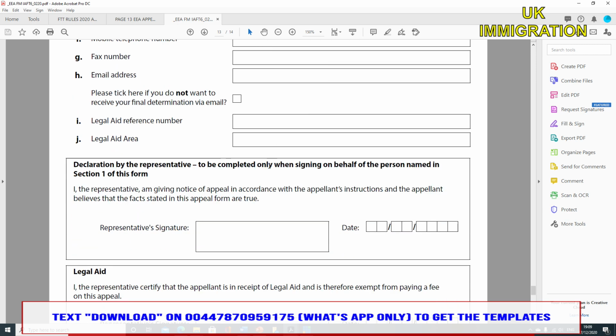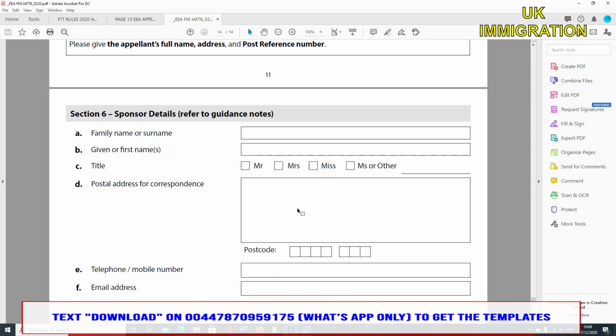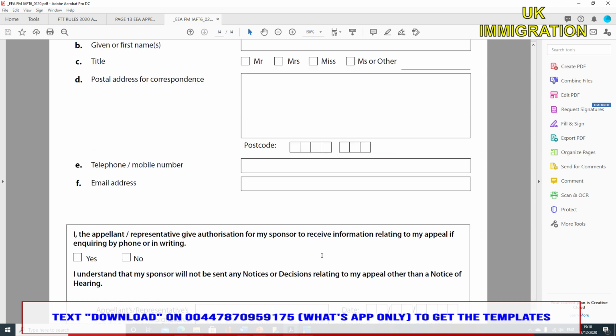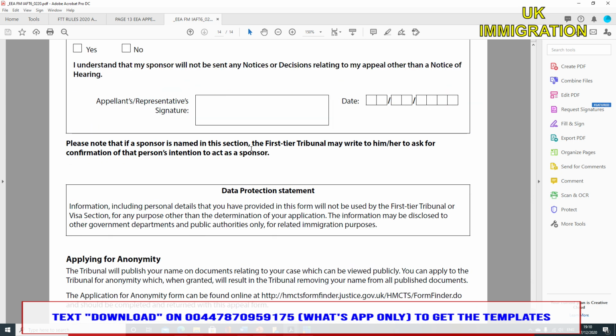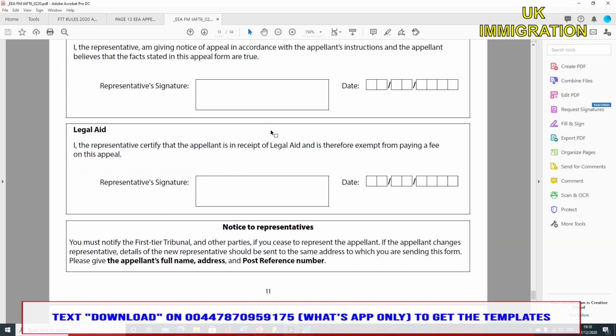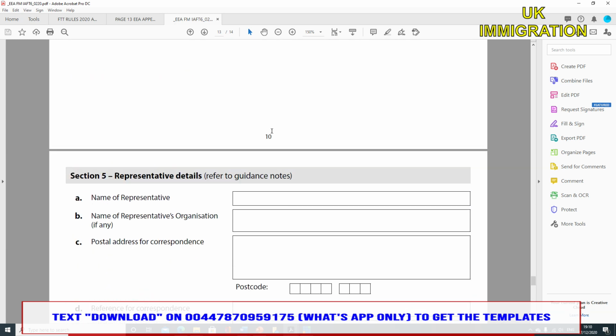So representative, if you do not have any representative, you do not need to fill that in. Okay, in the next sheet, section 6 says sponsor detail, and if you want your sponsor to receive all the correspondence or to receive your decision on your behalf, you must mention your sponsor's details on the section 6, and then you will also sign that sheet, because if you are giving consent, you have to sign that sheet. Okay, here you go. So you have completed all the appeal form, and I have shown you where you have to tick into and what grounds you can mention in there.